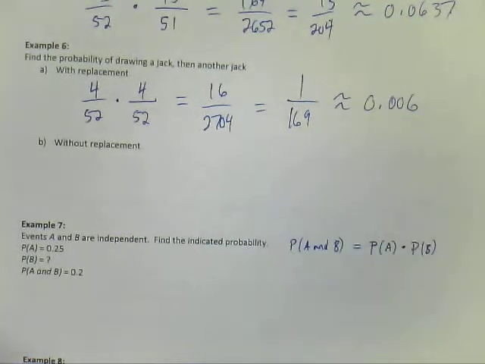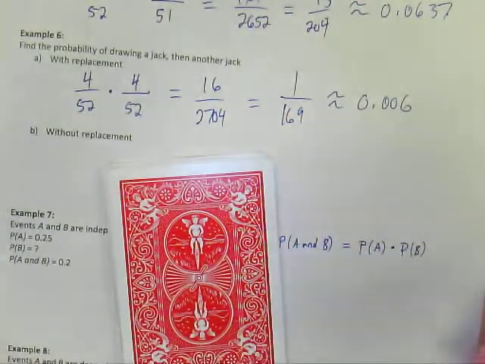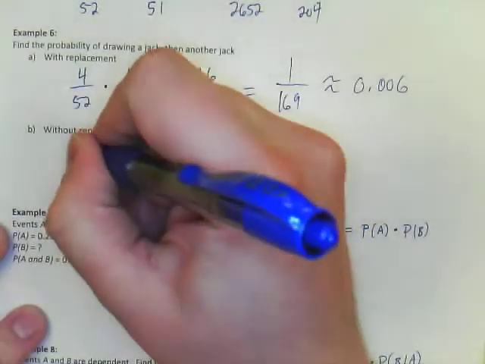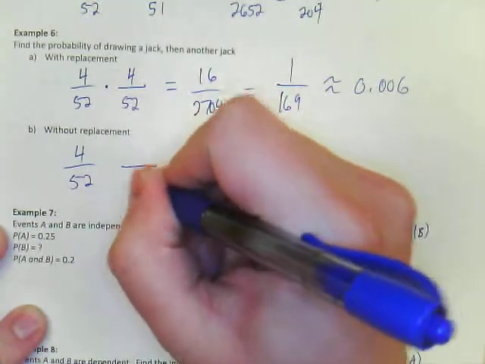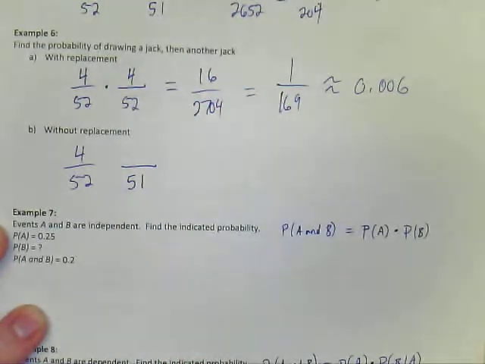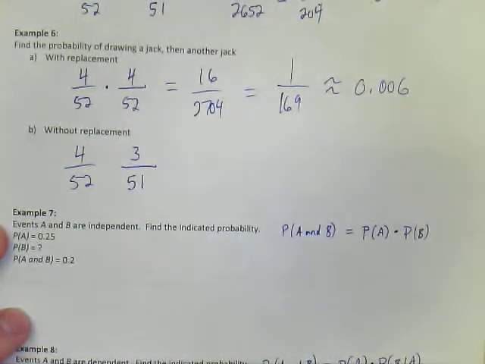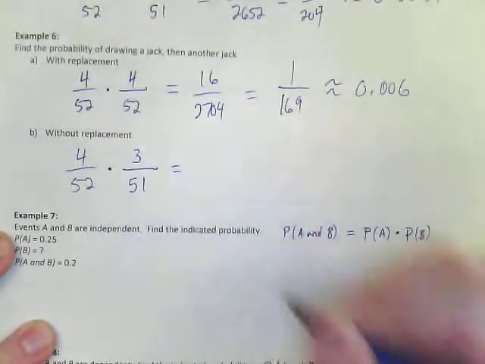Then without replacement, so that means we're going to take our deck of cards, draw a jack off the top, and then toss it aside, and then draw another jack off of there. So we've got 4 out of the 52 for the first card, but then for the second card, we've only got 51 cards left because we took one of them out, and now we only have 3 jacks left, because when we drew that jack, we tossed it aside, and so there's 1 less jack and 1 less overall card, and so we're going to get a different answer than when we multiply this out.